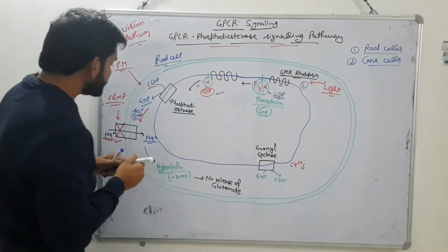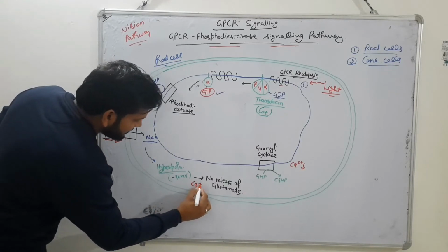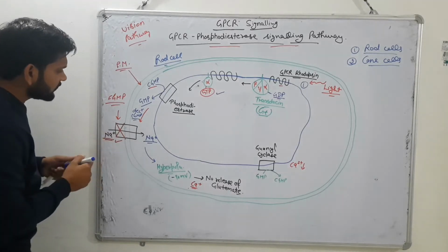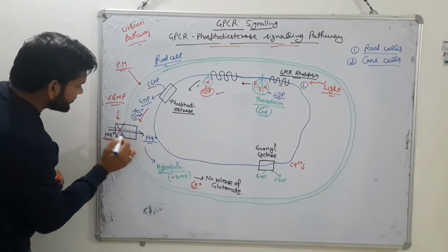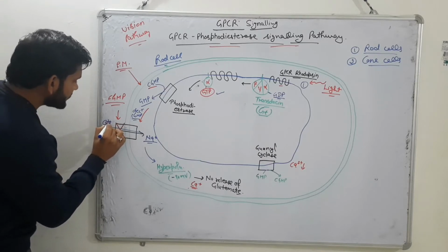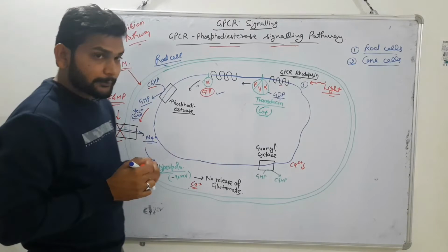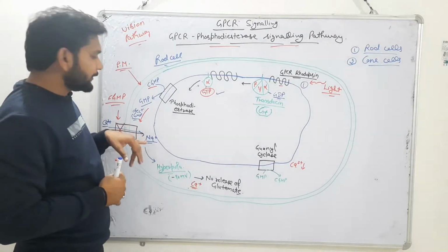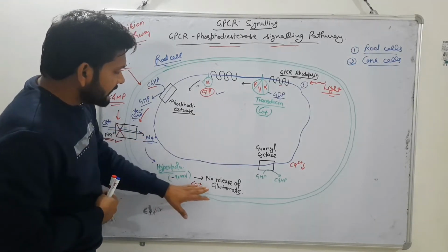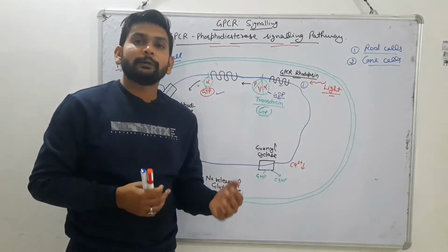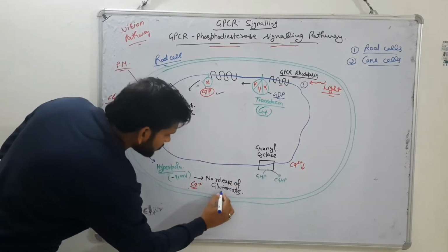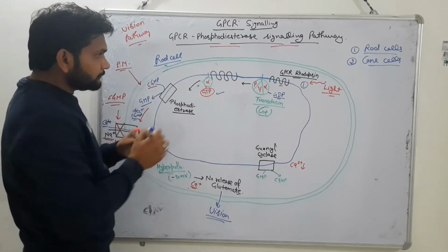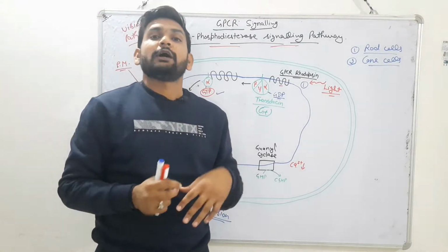Because calcium also enters through this pathway, at the situation of hyperpolarization calcium also does not enter into the cytoplasm. So there is no release of glutamate, and this situation causes the vision. So this is the first situation, when the light comes, how vision takes place.